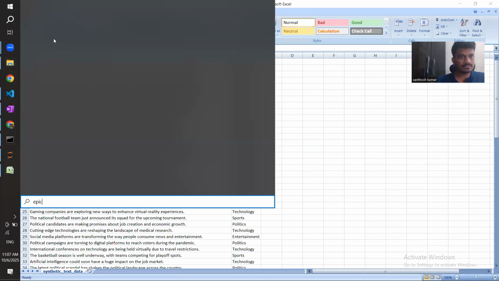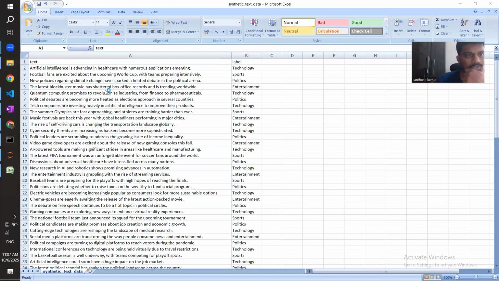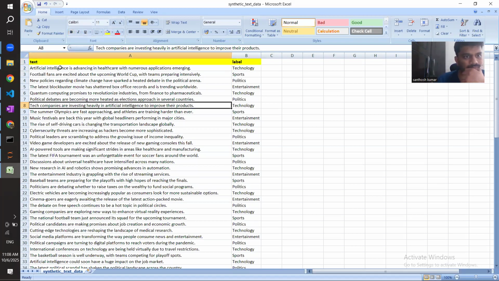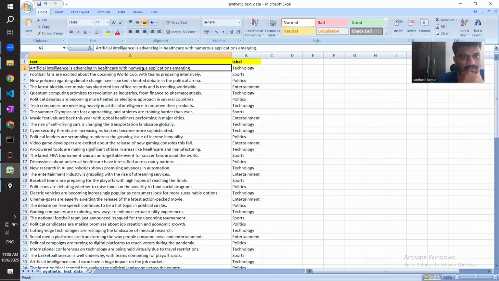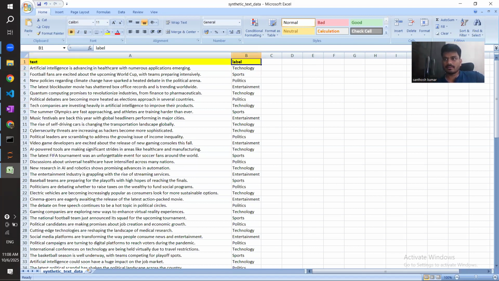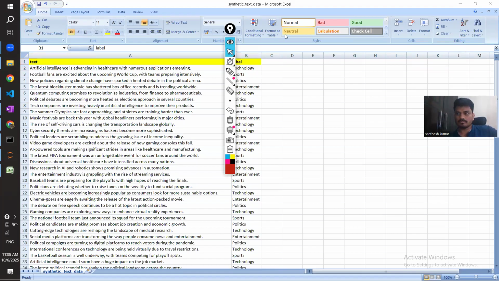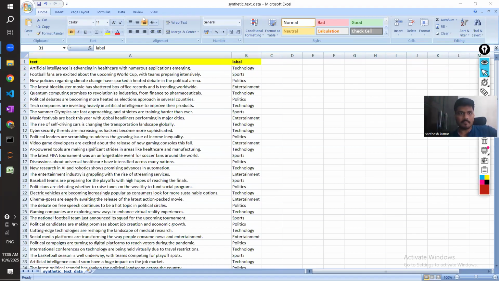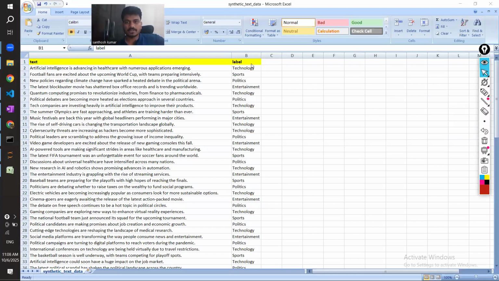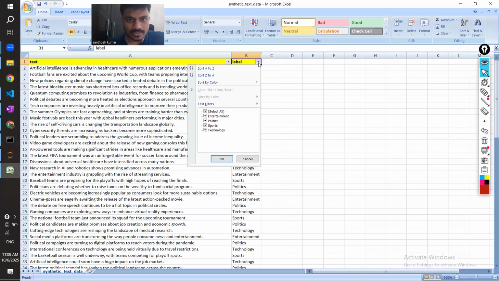Let me take my pen. Here, this is a text: artificial intelligence advancing in healthcare with numerous applications in engineering. This belongs to technology. Like that, how many? 1, 2, 3, 4. Total four: entertainment, politics, sports, technology.